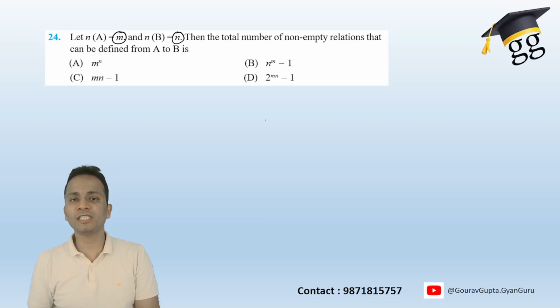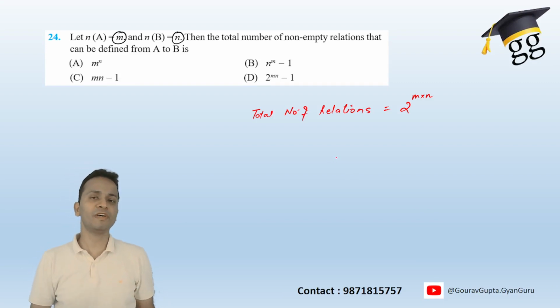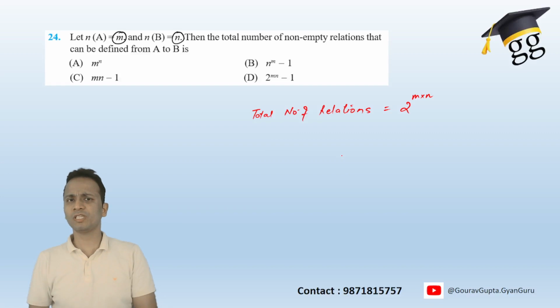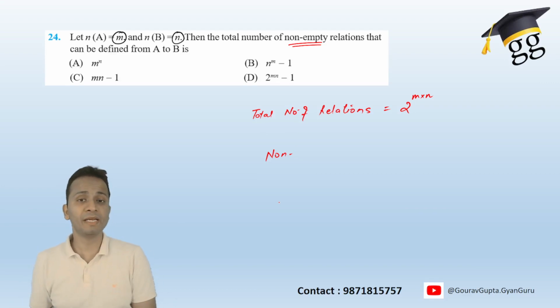So the total number of relations can be calculated by using the formula 2 raised to the power m multiplied by n, where m and n are respectively the number of elements in set A and set B. So this is the total number of relations. In this question, they are asking about the number of non-empty relations. Out of all the relations that will be made, there will be one relation, the empty relation, right?